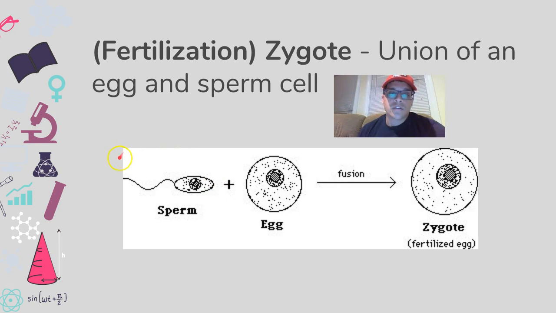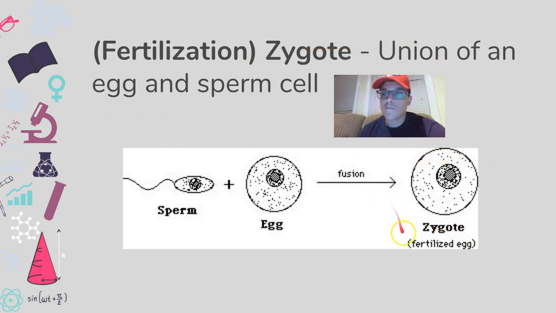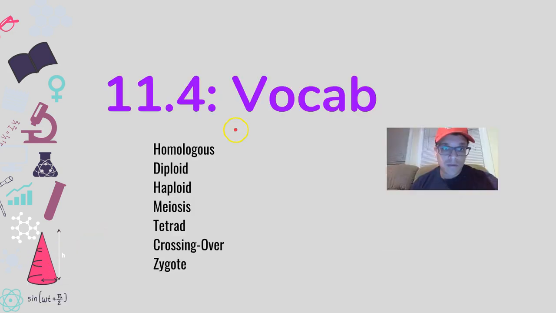So when you take the sperm cell that has 23 chromosomes and an egg cell that has 23 chromosomes and they fuse, you get a zygote, and all that is a fertilized egg. And so that's the union of an egg and sperm, and that's how you get 46 chromosomes, because 23 plus 23 equals 46. So this is a lot shorter section.